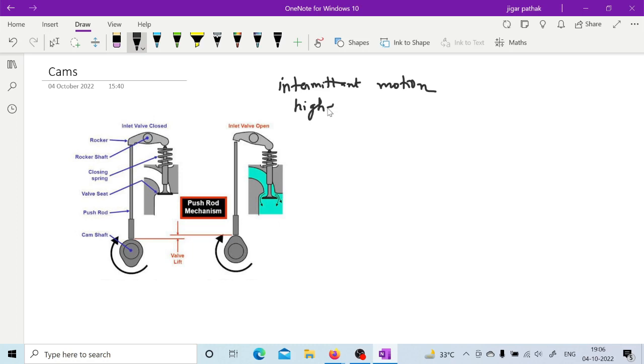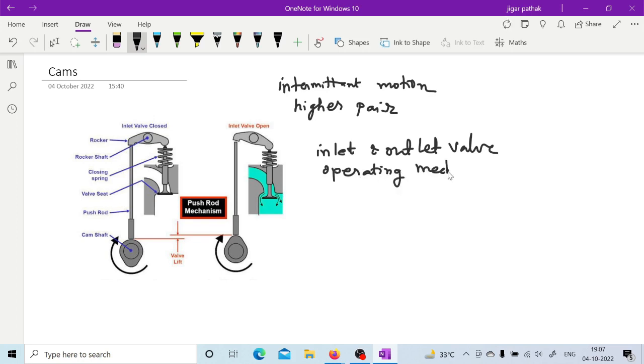If you remember, we have discussed this during kinematic pairs. And this cam has main application in areas like the inlet and outlet valve opening mechanism in an IC engine. Inlet and outlet valve operating mechanism in an IC engine.